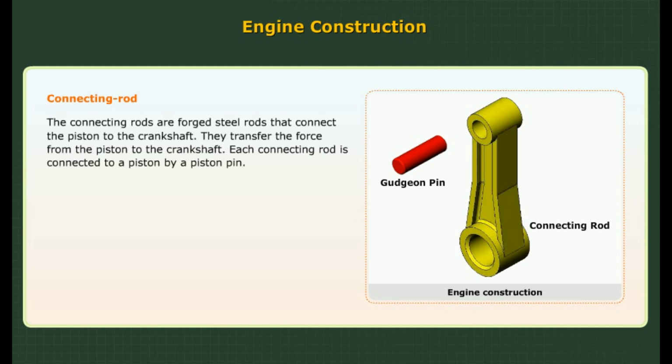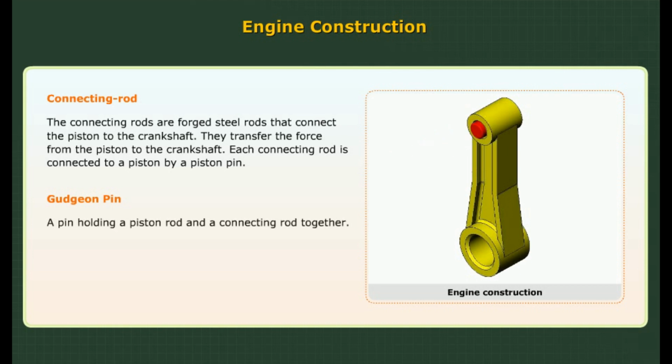Connecting rod. The connecting rods are forged steel rods that connect the piston to the crankshaft. They transfer the force from the piston to the crankshaft. Each connecting rod is connected to a piston by a piston pin. Gudgeon pin: a pin holding a piston rod and a connecting rod together.